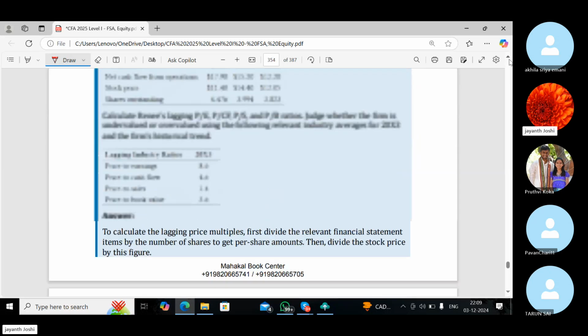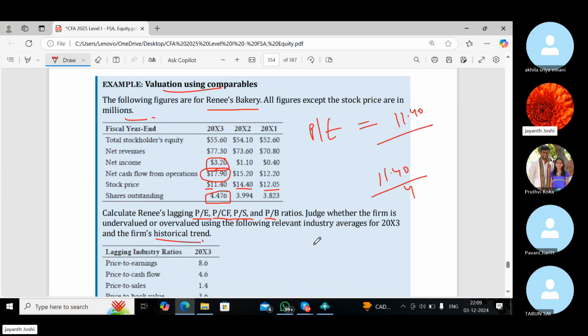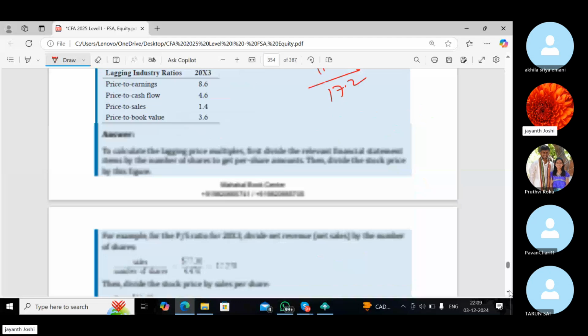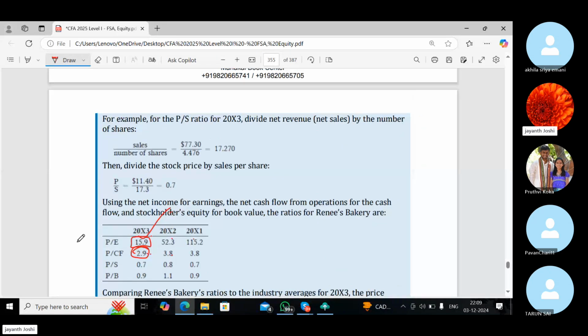Then price to sales. Your market price is 11.40. Your sales per share is sales divided by outstanding shares: 77.30 divided by 4.476, 17.2. Net revenue by share, also sales per share. So 11.40 divided by 17.2 gives 0.66, so 0.7 almost. I got the same thing.